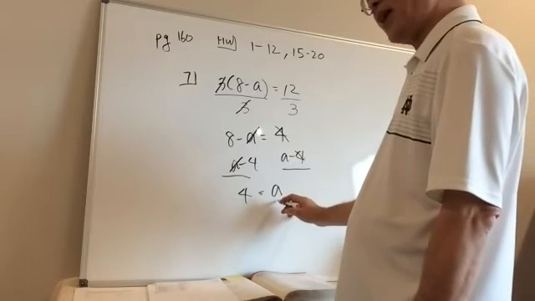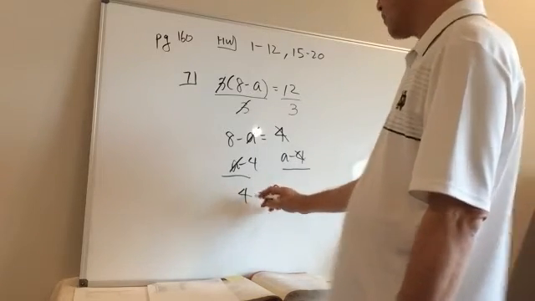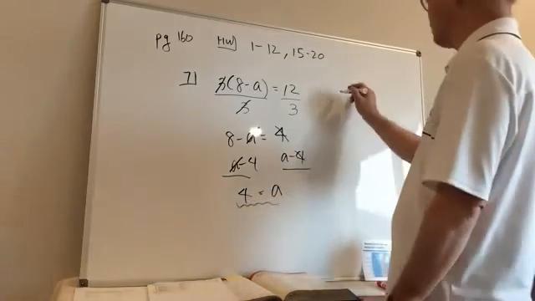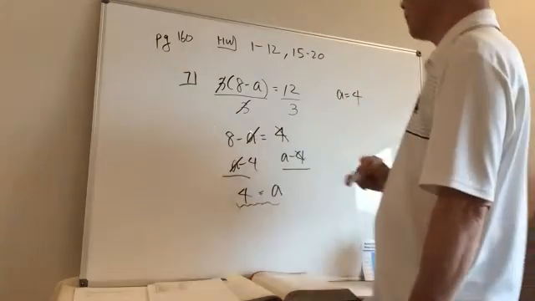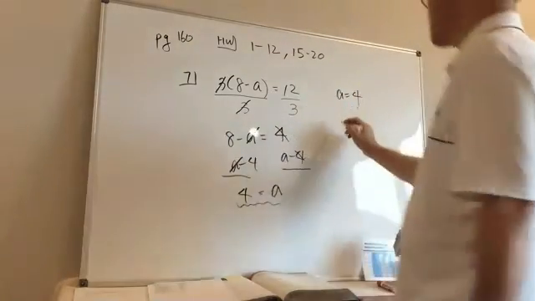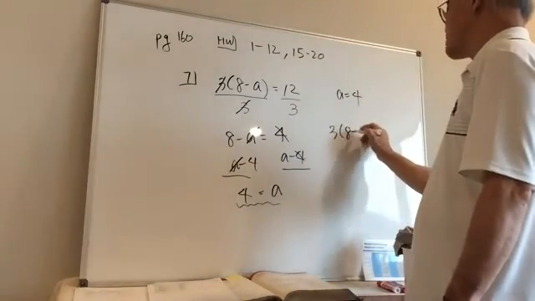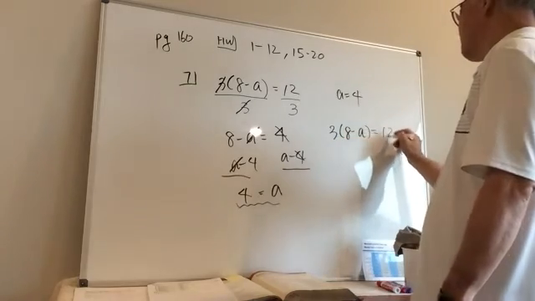Okay, so you get a is equal to 4, right? That's your answer, isn't it? Right there, a is equal to 4. And then you could switch it around if you want. So we started from this.